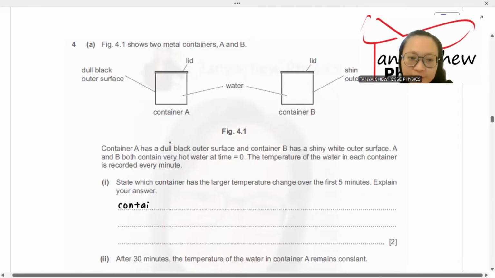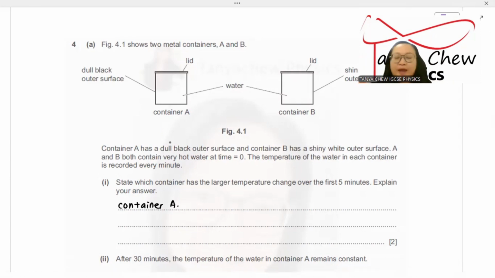I want to state first. That's my 1 mark over there. And I have to explain why. First of all, black surface and black and dull surface. Black itself is a good absorber of heat, and at the same time, it is a good emitter of heat. It absorbs a lot of heat, but it could also reflect a lot of heat. Okay, so I'm going to write that down.